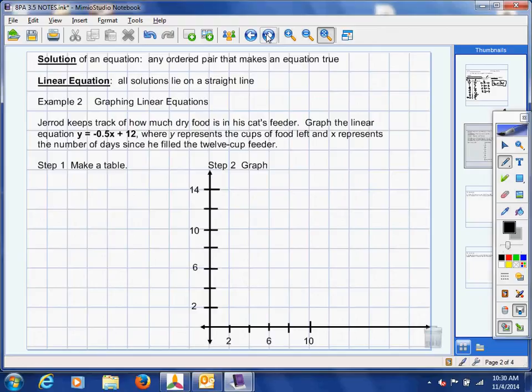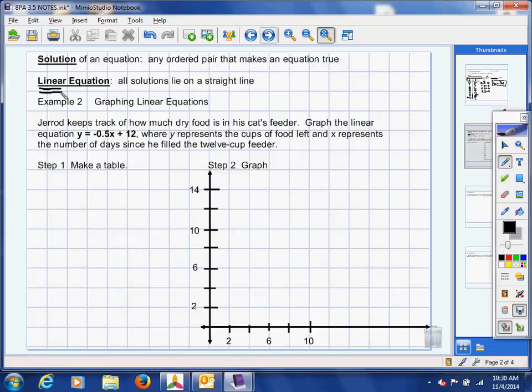A linear equation, don't let that confuse you. What root word do you see in the word linear? Line. So think straight line. When you graph a linear equation, you're going to graph a straight line. If it curves, if it bends, something's wrong. You've calculated something wrong. Okay? So let's look at graphing linear equations really quick.